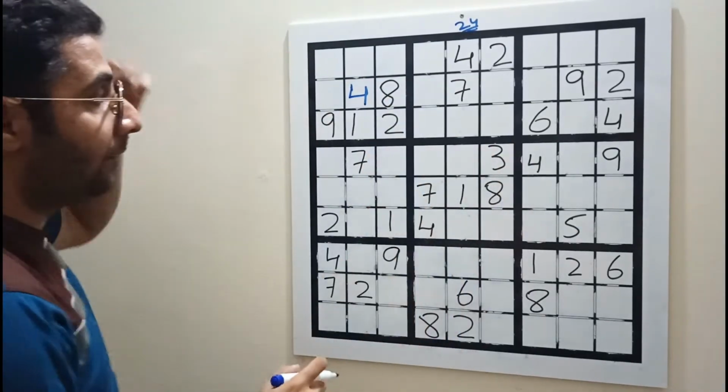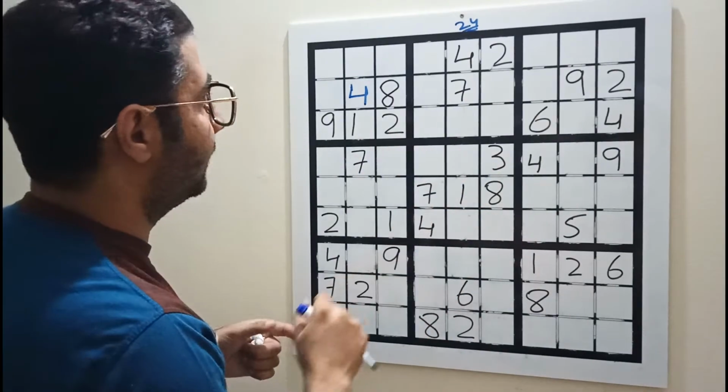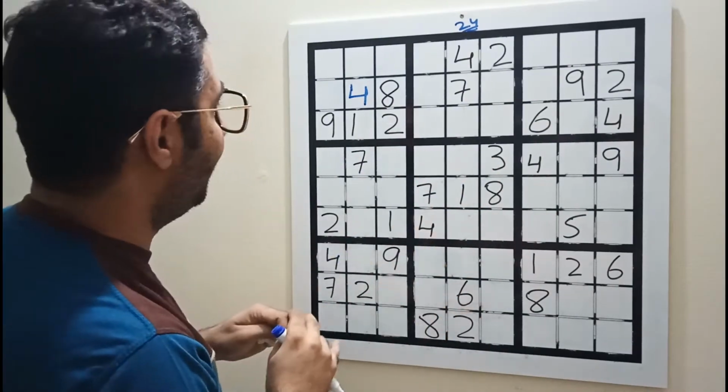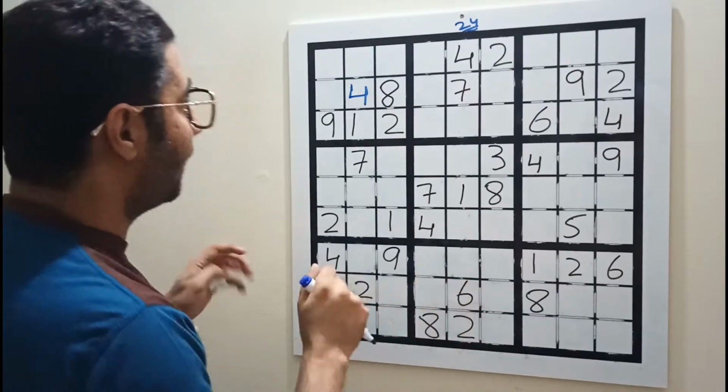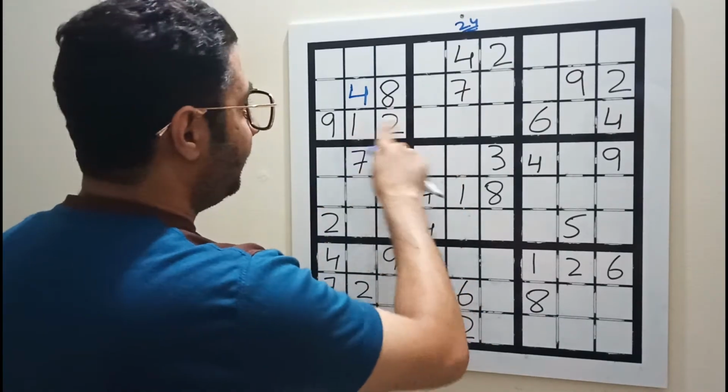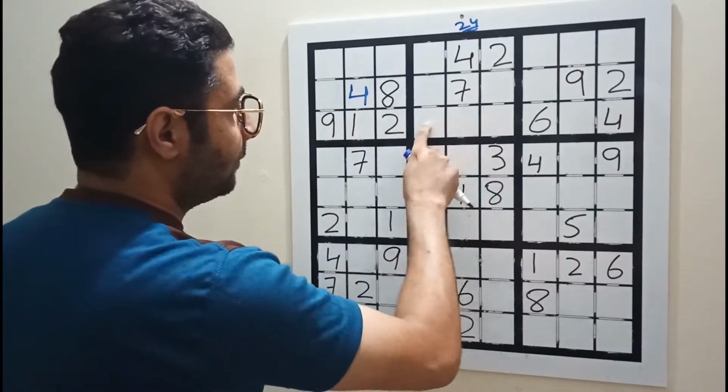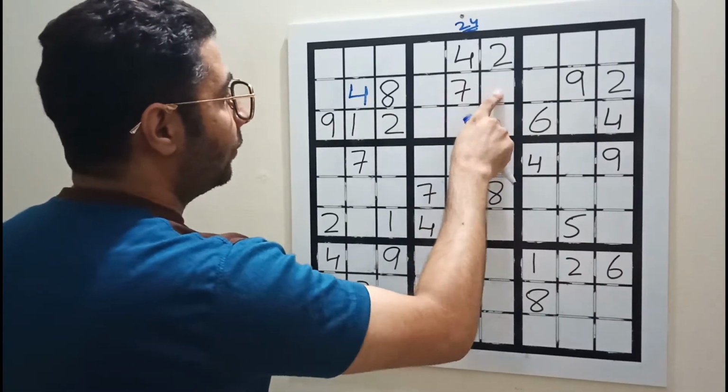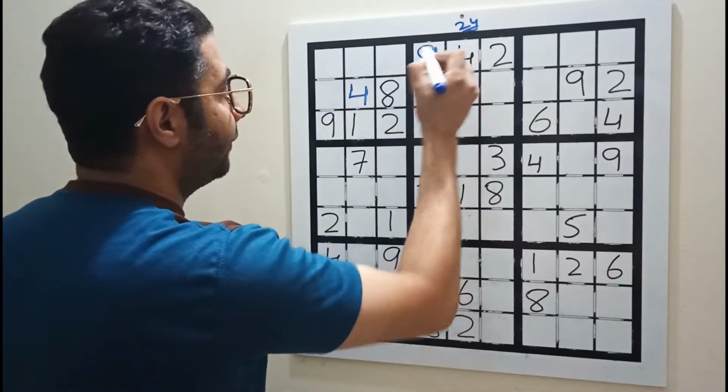5, we have no 5. 6, we have 1 6. 7, 1 7. 8, we got 1 8. 9, we got 2 9s. 9 cannot come here, nor here. Only place 9 can go is here.